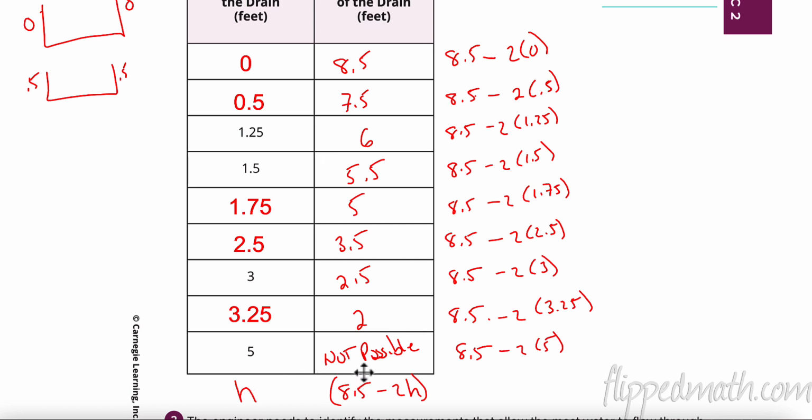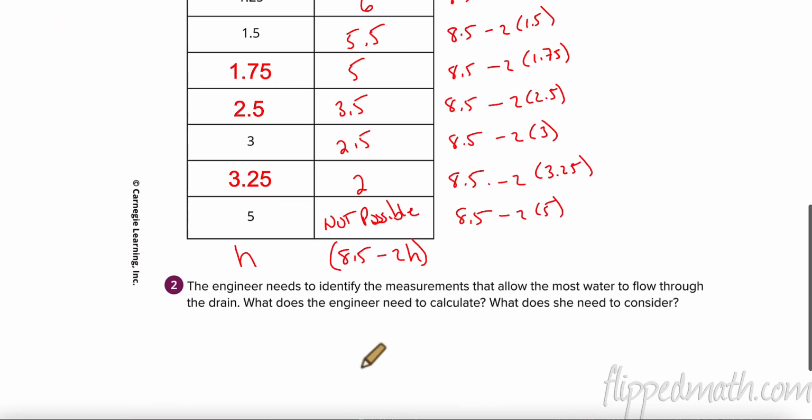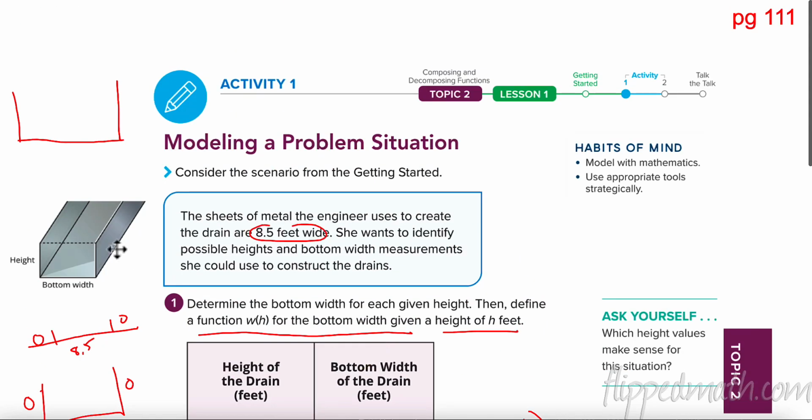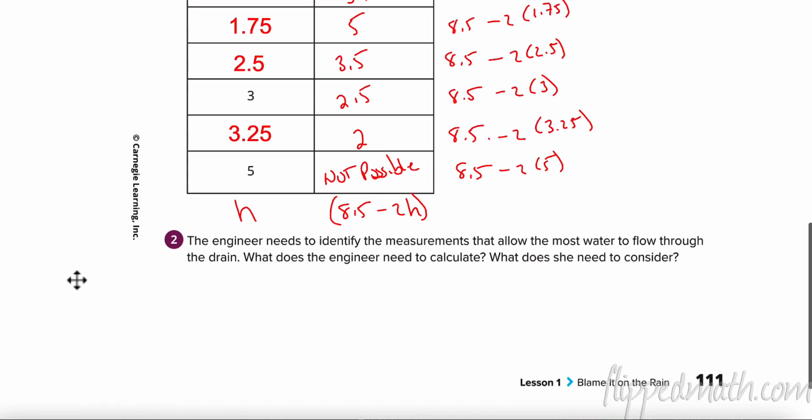We have our height, and now we have our width. Down here it asks, the engineer needs to identify the measurements that allow the most water to flow through the drain. What do we need to calculate? So if I need the most water to flow through here, I don't really need just height and width. I need area, right? I need to find the area of the drain.